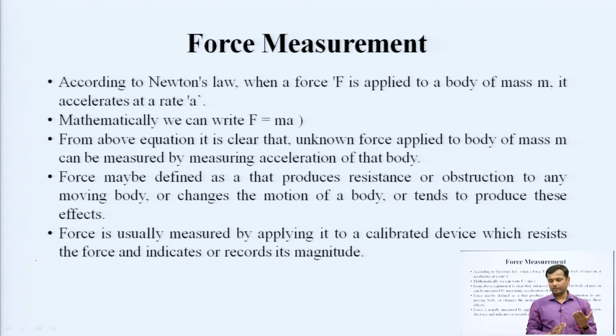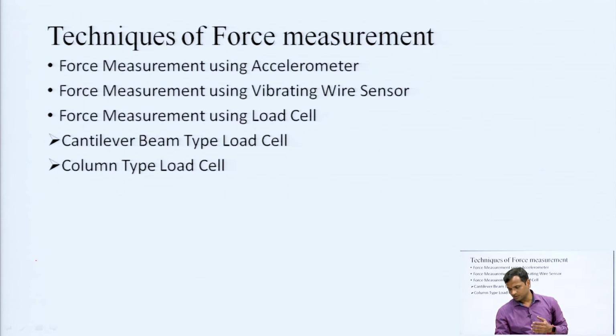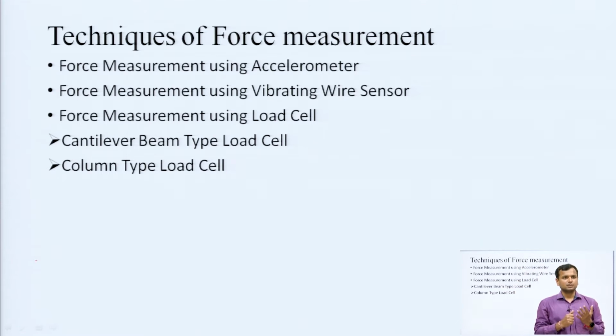There are various arrangements and techniques that can be used to measure the force. First is force measurement using an accelerometer, second is force measurement using a vibrating wire sensor, and third is force measurement using the load cell. In that we have two categories: first, the cantilever beam type load cell, and second, the column type load cell. So first is the force measurement using an accelerometer.